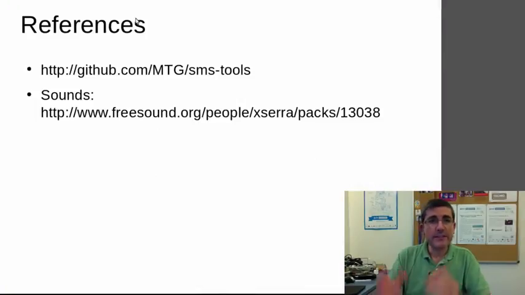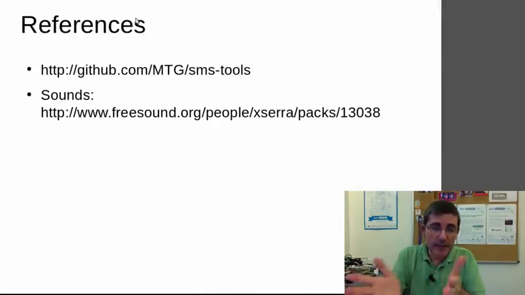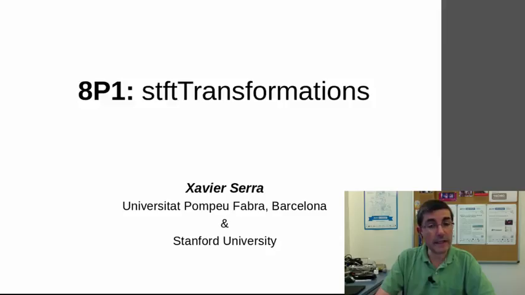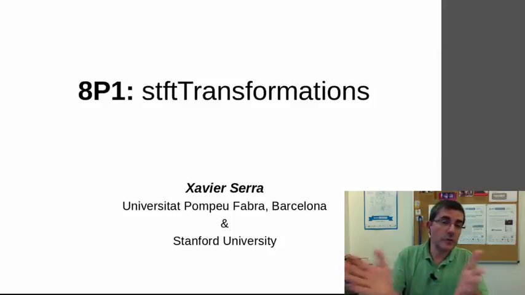So we have seen how within the SMS tools there is all this code for being able to do morphing between two sounds using the short time Fourier transform, and the code is quite simple. In fact, it is maybe the simplest type of transformation that we can do with these spectral tools, and it can be quite useful and interesting for quite a few types of applications. So that was all. This is the first programming lecture.